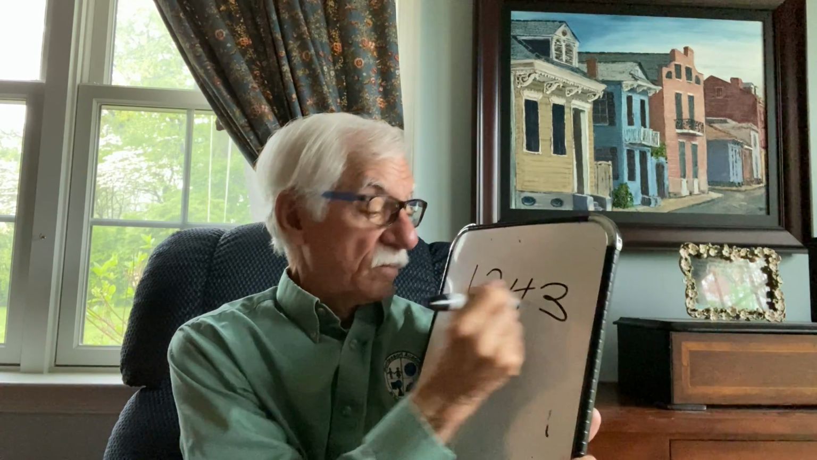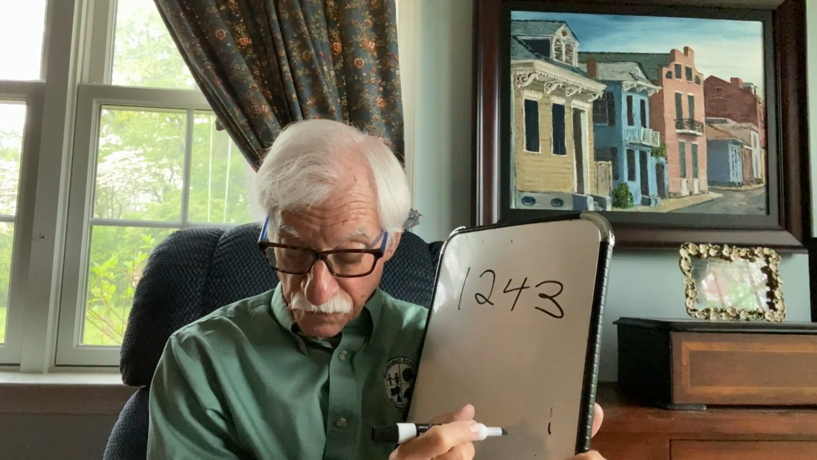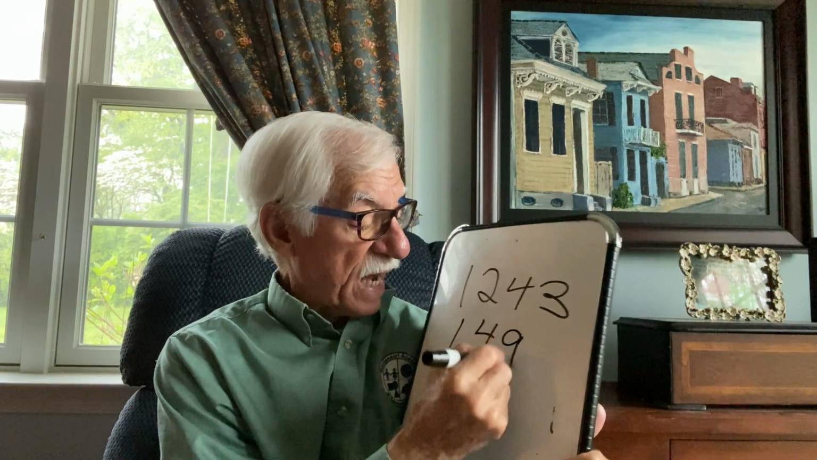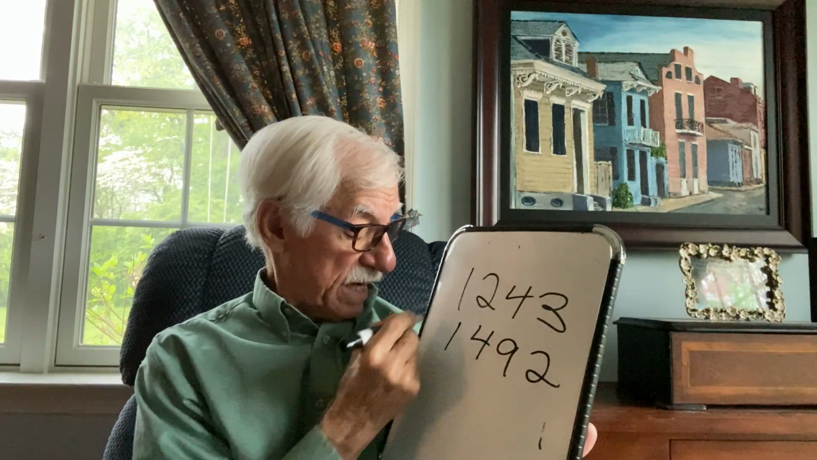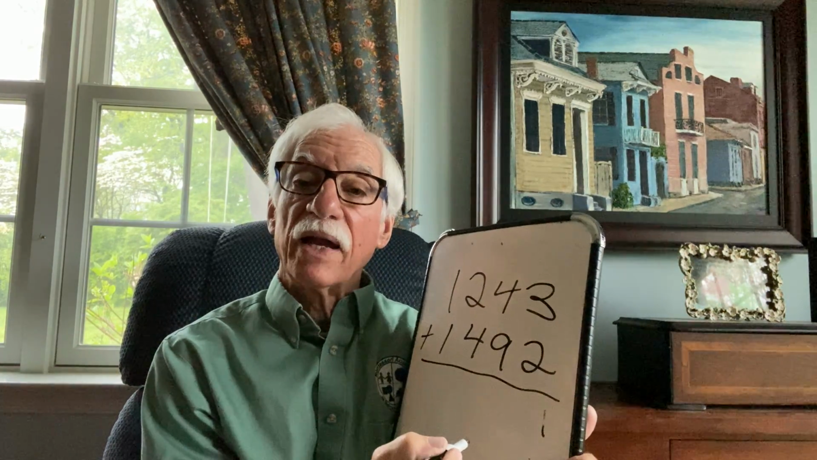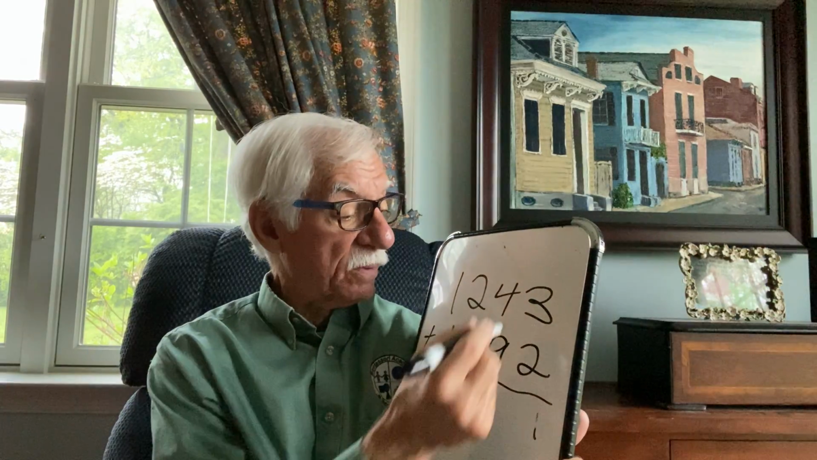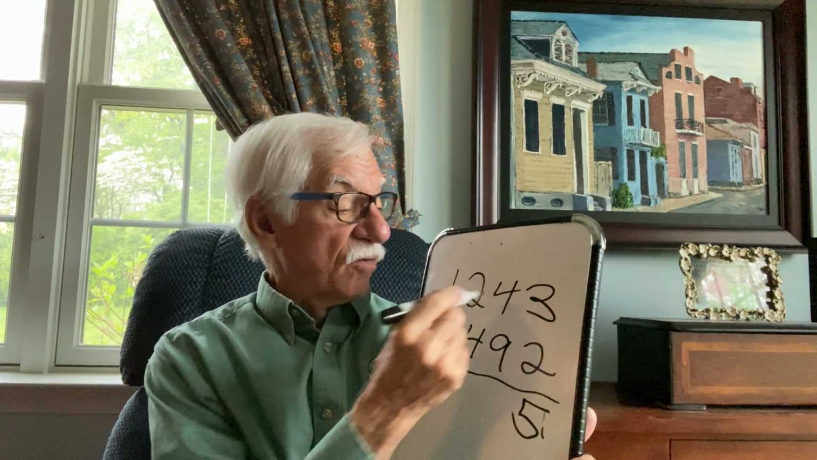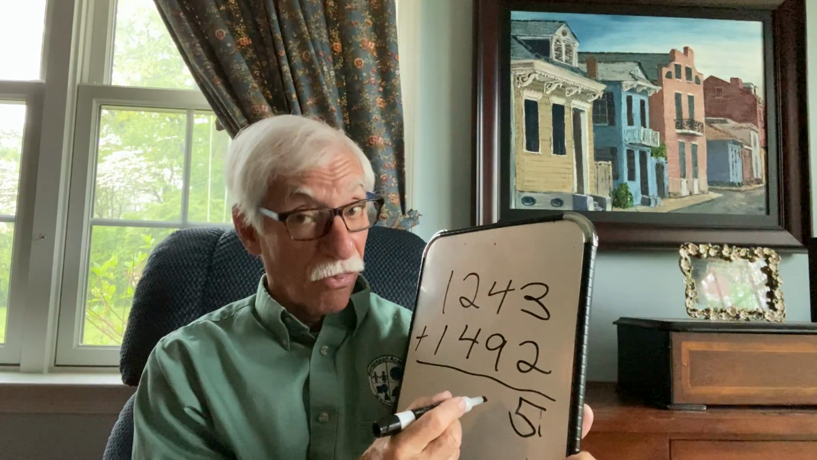1,243 univalves and 1,492 bivalves. And again, I have two numbers, two addends. And we need to add those addends together to get the sum, which is our answer in an addition problem. 3 units and 2 units, 5 units. 4 tens and 9 tens, 13 tens.